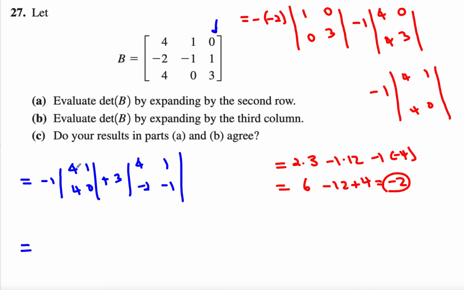So for the first one, it becomes positive 4. Second one is plus 3 times negative 4 minus negative 2. So this is plus 2, so we get negative 2 here. So 4 minus 6 becomes negative 2. As you can see, either way, we get the same answer. So our answer is what? Agree. All right, with that one, I'm going to close up, and I'll see you later.